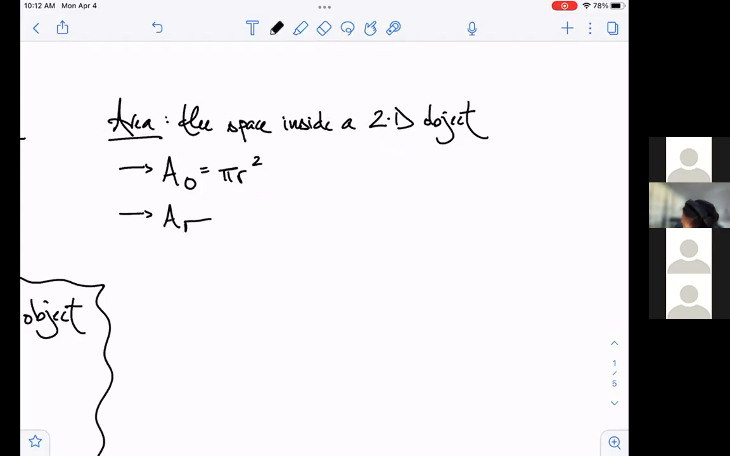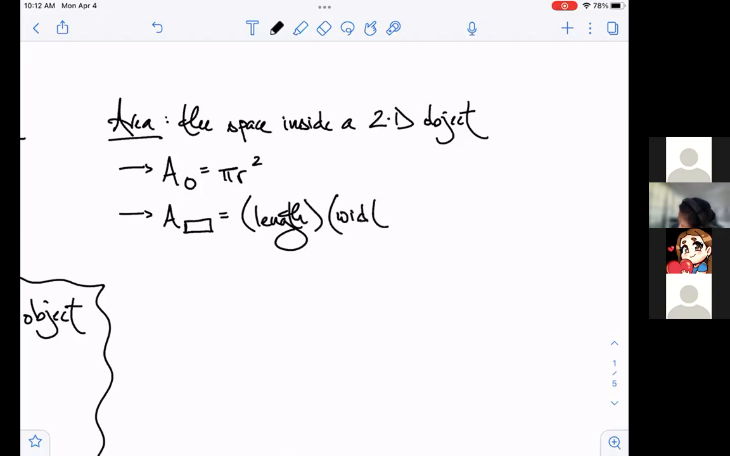What about the area of just a regular rectangle? So not a rectangular prism, because that's 3 dimensions, but a rectangle. Is it length times width? It sure is. Nice. So we've got length times width. And just like in our area of the circle, we see 2 variables, which tells us we're working in 2 dimensions. Okay.